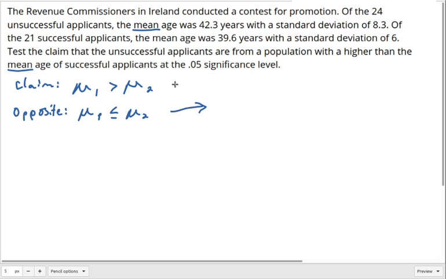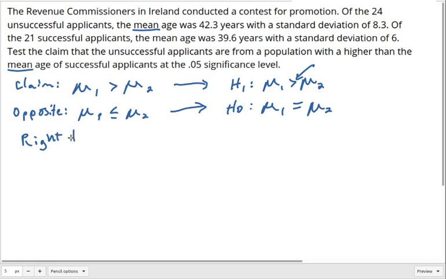All right, looking at which one has the equal sign, the opposite would go with our null hypothesis, so we're going to change that to equals. That means our alternative hypothesis corresponds with the claim. And then to figure out what kind of test it is, I look at the alternative hypothesis. Greater than points to the right, so this is a right tail test.